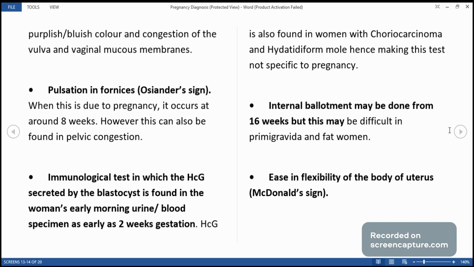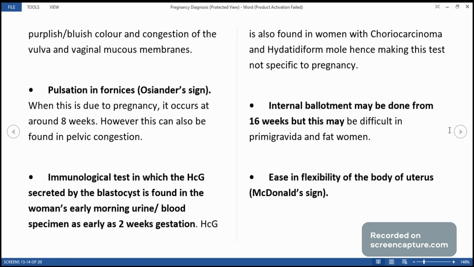Immunological tests, in which the HCG is secreted. I realize some people were debating about this: is HCG a positive, a probable or a possible sign? This is a probable sign. It is an immunological test in which the HCG secreted by the blastocyst is found in a woman's early morning urine, or in a blood specimen, as early as 2 weeks gestation. But trust me, for a urine specimen, even earlier than 2 weeks, and it is very accurate for urine than blood. So most rich people will come and tell you, I need the one using blood, the one done by whole blood specimen.